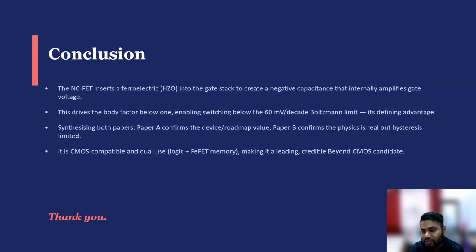To conclude, let me summarize the whole presentation in 4 points. First, the NCFET works by inserting a ferroelectric HZO layer into the gate stack, creating a negative capacitance that internally amplifies the gate voltage. Second, the amplification drives the body factor below 1, which lets the device switch below the 60 millivolts per decade Boltzmann limit, and that is the single defining advantage.